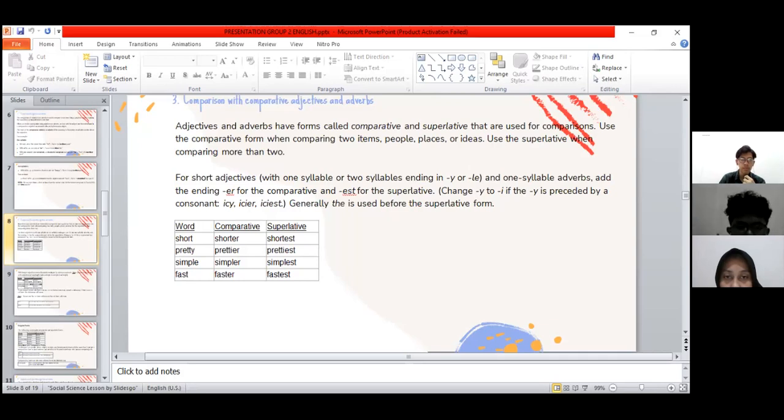Generally, the is used before the superlative form. The examples: the word short, comparative is shorter, and superlative is shortest. The word pretty, comparative prettier, and superlative prettiest. The word simple, comparative simpler, and superlative simplest. And the word fast, comparative is faster, and superlative is fastest.